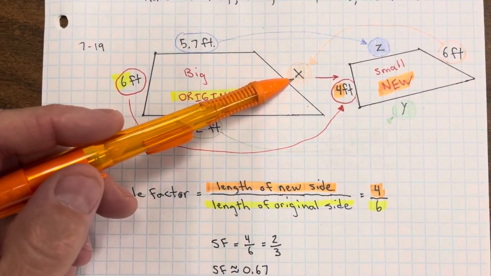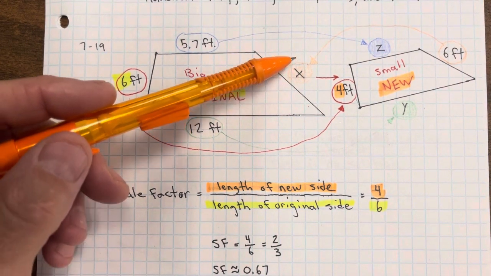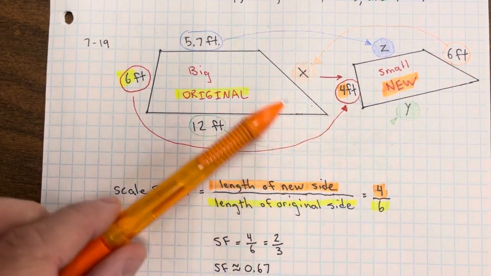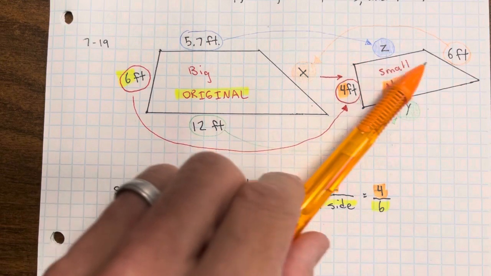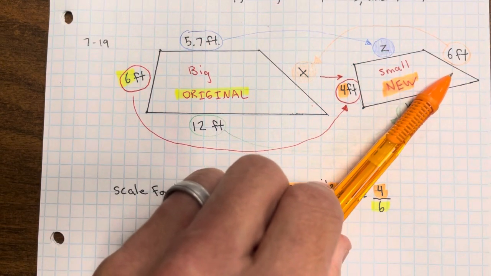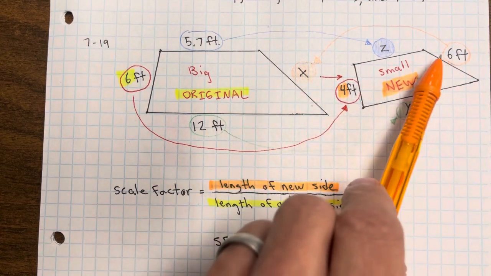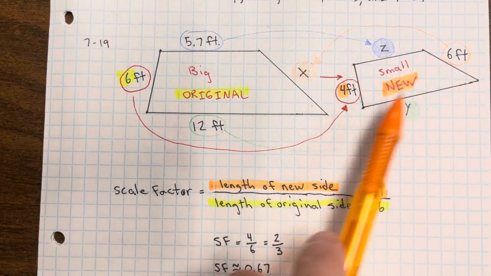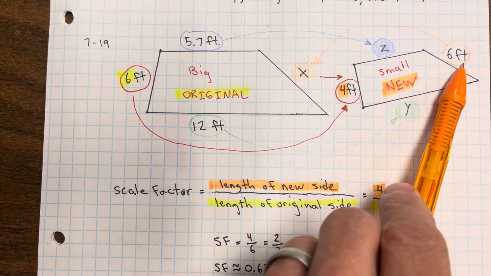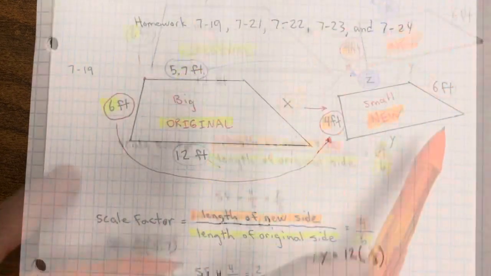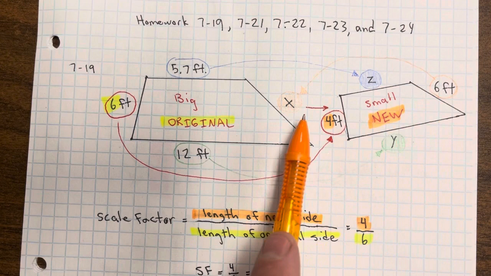The next one we're going to do is find the value of x. There's a couple of ways we can do this. We have x multiplied by the scale factor equals 6. Or we can find the scale factor from small to big, which is going to increase in size. If we find the scale factor from small to big, we can multiply 6 by the scale factor to get x. So I'm going to show you how to find the scale factor from small to big.